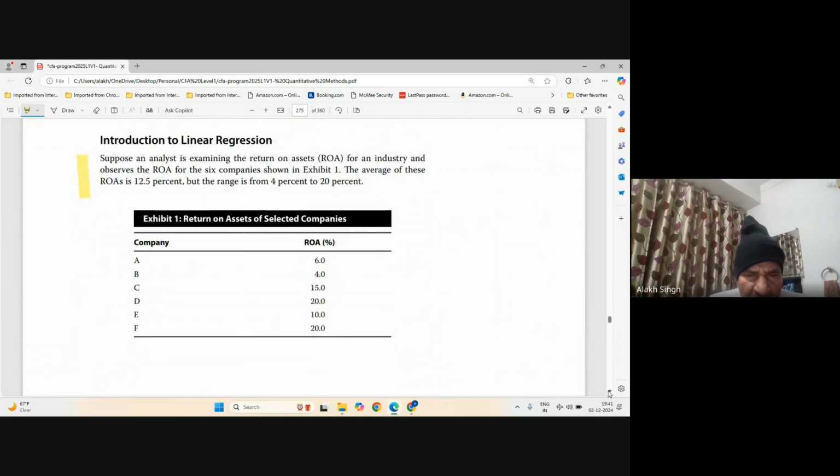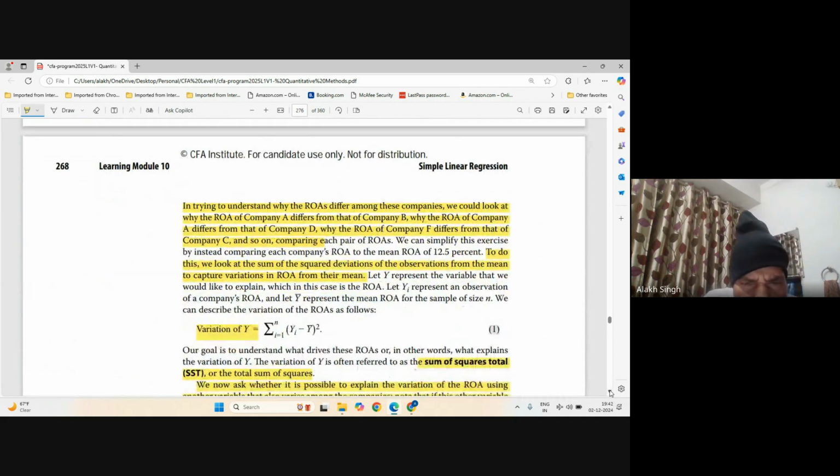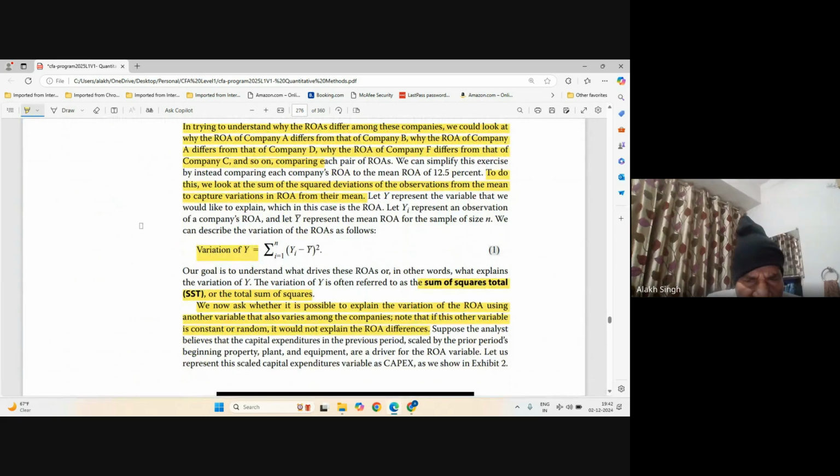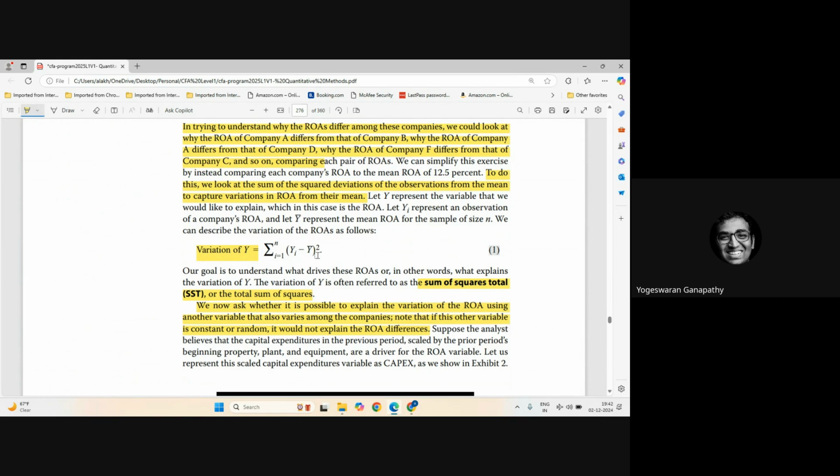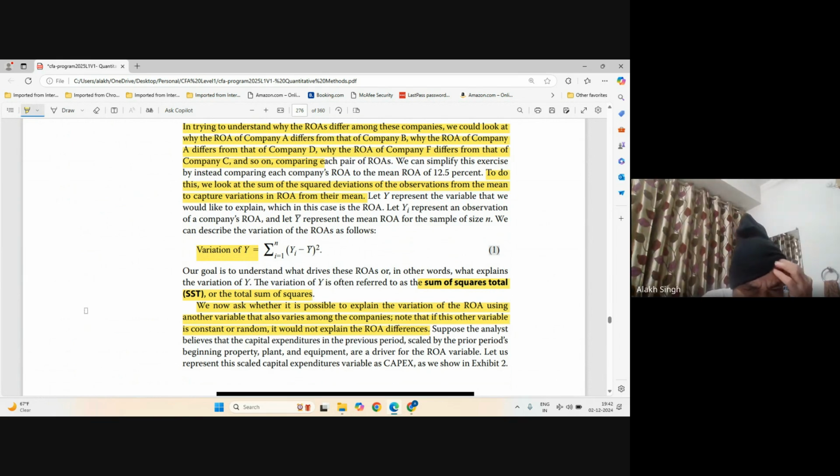Now, introduction to linear regression. There is hardly anything for you to learn here. Let me go down to the equation itself, since you know almost all of this, so why waste time? The variation of y, the dependent variable, becomes the sum of (yi minus y bar) whole squared. This is the total variation, and that is the total sum of squares.